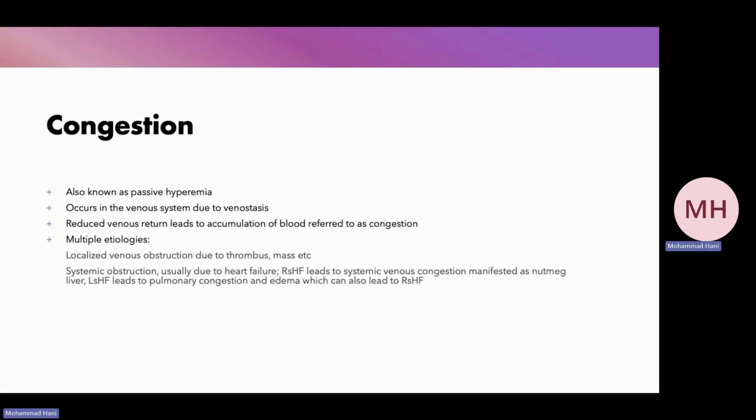Apart from that, you can have systemic obstructions, usually due to right side heart failure. What happens is systemic venous congestion, manifested as nutmeg liver. Basically, because of right side heart failure, there is a backup of blood in the systemic circulation, and that leads to post-hepatic portal hypertension. And in post-hepatic portal hypertension, you have hepatomegaly because of there being excessive blood in the liver.